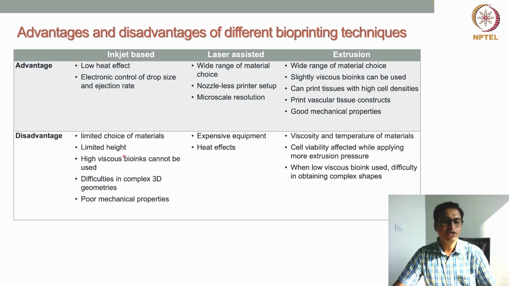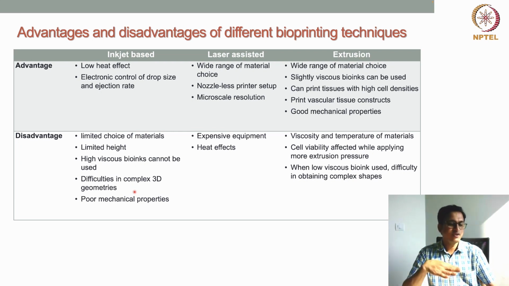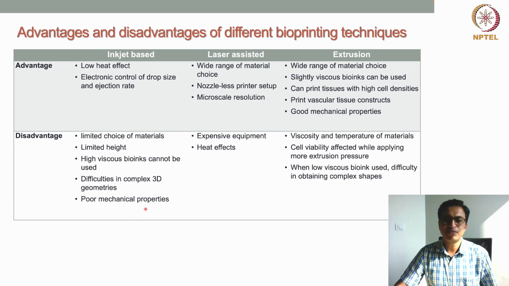High viscous bioink cannot be used, because then there will be major problems in droplet generation, and there can also be nozzle clogging. So high viscous materials cannot be used in case of inkjet. That is a disadvantage of inkjet based bioprinting. There are also difficulties with complex 3D geometries. Very complex patterns can be created on a 2D surface, but creating complex 3D geometry is a challenge in case of inkjet based printing. Structures made with inkjet based bioprinting typically have poor mechanical properties. The mechanical property is not that great.